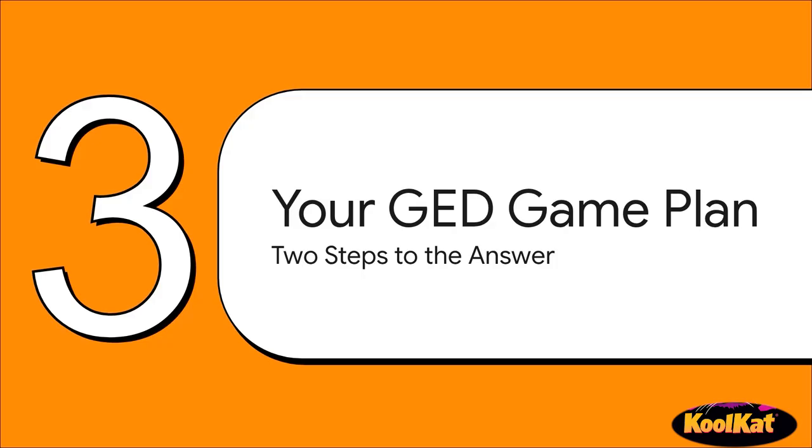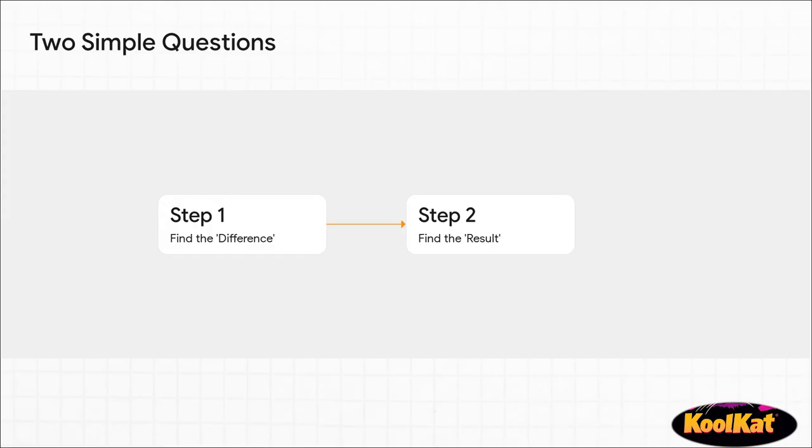Okay, you've got the lingo down. Now for the really good part. I'm going to give you a super simple two-step game plan that you can use every single time to nail these questions on the GED. It really is this easy. When you're looking at an experiment, you just need to ask yourself two things. What's the difference and what's the result? Let me show you what I mean.